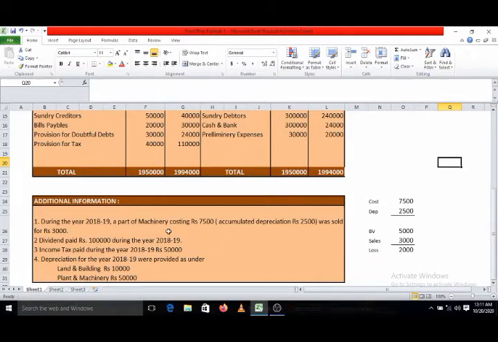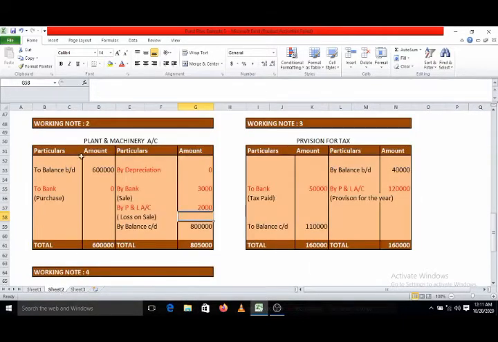So this is over. Second information is about dividends. Third is income tax. Now fourth one is about the depreciation. Depreciation for the year 18-19 was provided as under: land and building 10,000, plant and machinery 50,000. So how much depreciation is charged on plant and machinery? 50,000. So where will it appear in the plant and machinery account? Obviously credit side, 50,000. So everything is over. This much information is available.